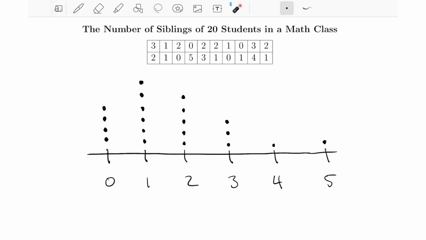It's not too bad, and hopefully it makes sense why this would be a bad idea to do with the last couple of data sets, right? We had a ton of different data values. Not many of them were repeated. It probably wouldn't have really given us that much information, right? So this is typically best for smaller data sets where there are a lot of repeated values. In this case, the number of siblings of 20 students in a math class was a perfect candidate for a dot plot.